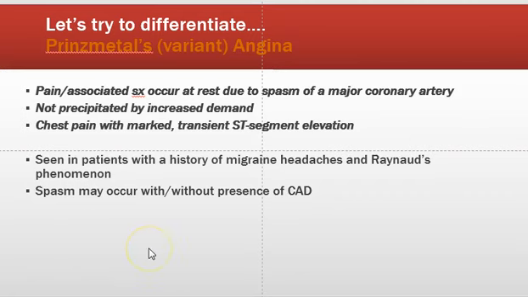Prinzmetal's, that variant angina, the one that occurs due to spasm of the coronary artery, not necessarily associated with coronary artery disease, may or may not be, is often seen with patients who have Raynaud's phenomenon or migraine headaches, both of which have a vasospastic type of component, which is why they can sometimes be associated. It's not precipitated by increased demand the way that our chronic angina folks usually are. It just happens, and it usually occurs at rest. And you can see some transient ST segment changes, but again, transient being the operative term here.